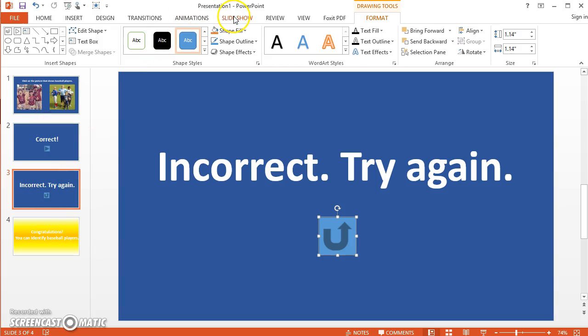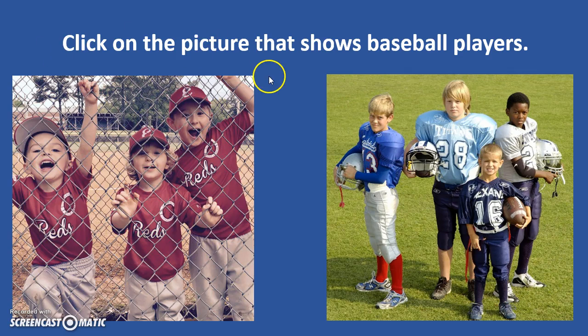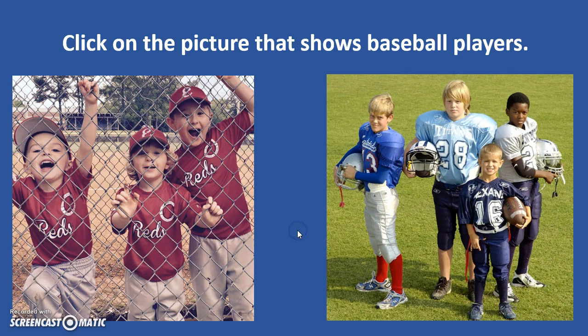So let's go to the slideshow, and this will show us if we've done it correctly. We'll go from the beginning. It says to click on the picture that shows baseball players. Let's go for our incorrect option first. Click on the picture, and now it's sent us to the incorrect slide. We can only click on the action button, and it's going to send us back to the beginning.